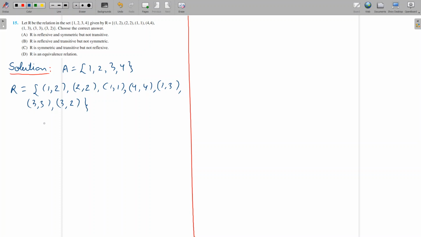Now we can see that there are elements of the type (1, 1), then we have (2, 2), then we have (3, 3), also we have (4, 4). We can say that R is reflexive since (1, 1), (2, 2), (3, 3), (4, 4) belong to R. So therefore R is reflexive.